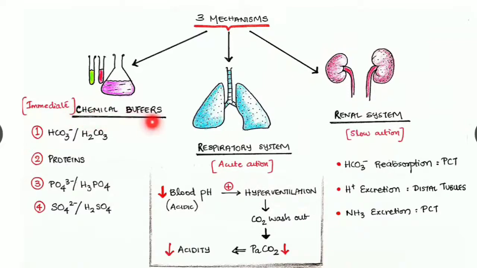Now we have to be familiar with three main mechanisms in buffering this pH. Initially, the chemical buffers, which are the immediate buffers. Secondly, the respiratory system, which is involved in acute action. Thirdly, the renal system, which is a little bit slower in action. The chemical buffers involve first the bicarbonate and carbonic acid, HCO3- and H2CO3, which is the main important one. Secondly, the proteins. Thirdly, the phosphate buffer, and finally the sulfate buffer.